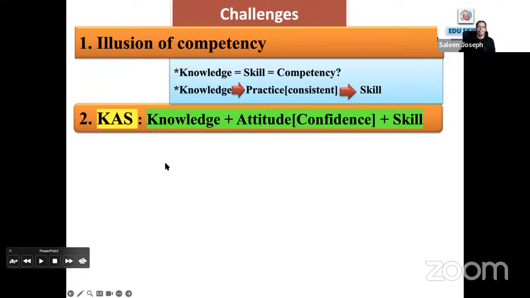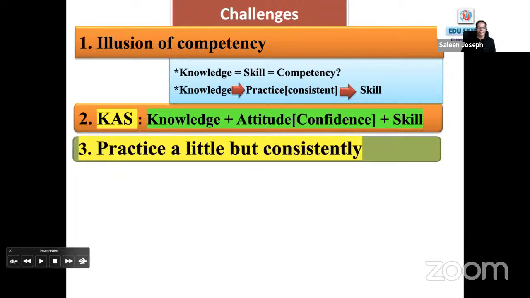Okay, we can call it KAS, knowledge, attitude plus skill. Attitude means confidence. You need knowledge, the strategies you must know. Then you should have confidence. Then skill. All these three are important and much more. God's grace is the foremost thing. Practice a little but consistently. Don't practice too much and get fed up. Then you will hate OET. If you're really addicted to OET, you will definitely keep on practicing. But practice a little, not little. I did not say practice little. I said practice a little.